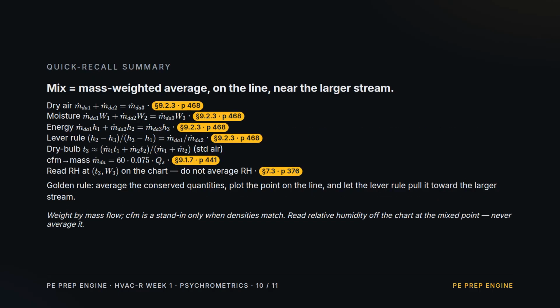Quick recall. Mixing conserves dry air, moisture, and energy. 3 balances that make the mixed state a mass-weighted average. It lands on the straight line between the inlets, split inversely by mass flow, so it sits nearer the larger stream. Weight by mass. Use CFM only when densities match, and read relative humidity off the chart at the mixed point. Golden rule. Average the conserved quantities, plot on the line, let the lever rule pull toward the bigger stream.